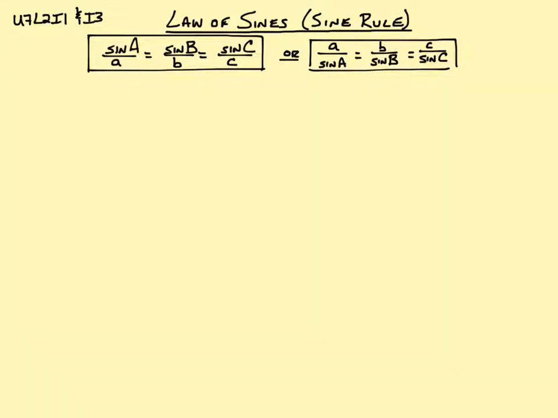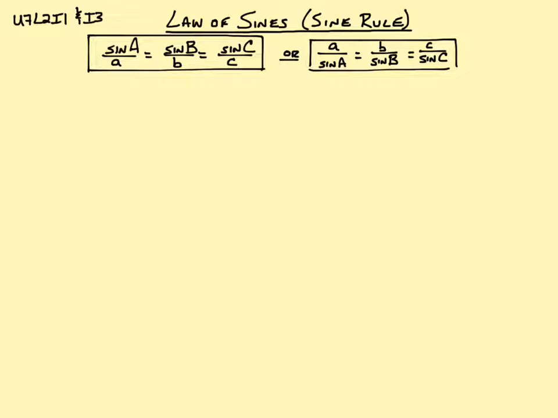Hey everybody, this toolkit is for Unit 7, Lesson 2, Investigation 1 and 3, and this covers the Law of Sines, or as I sometimes call it, the Sine Rule. Now I've already written out the Law of Sines in two different ways here for us. Sine A over little a, sine B over little b, sine C over little c. All those things are equal to each other.